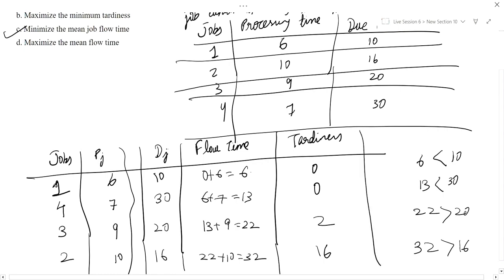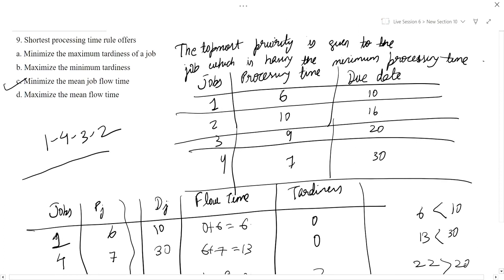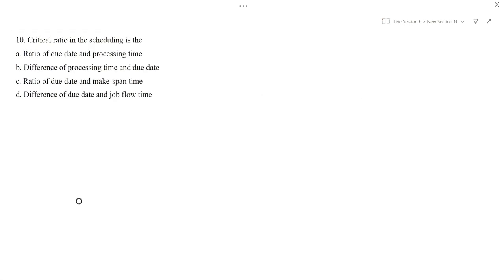The arrangement is 1, 4, 3, 2, and the total tardiness you can get is 18. Flow time you can, as in the previous question, find out all the information according to the questions asked. Okay, so moving on to the next question. Critical ratio in the scheduling is the ratio. Now just see the options.